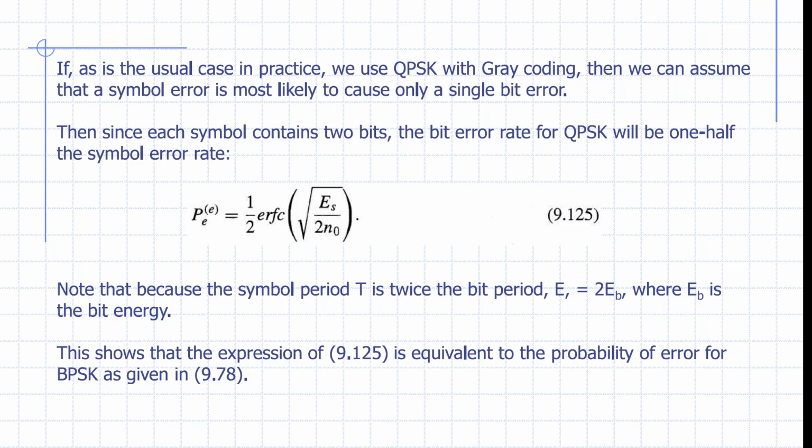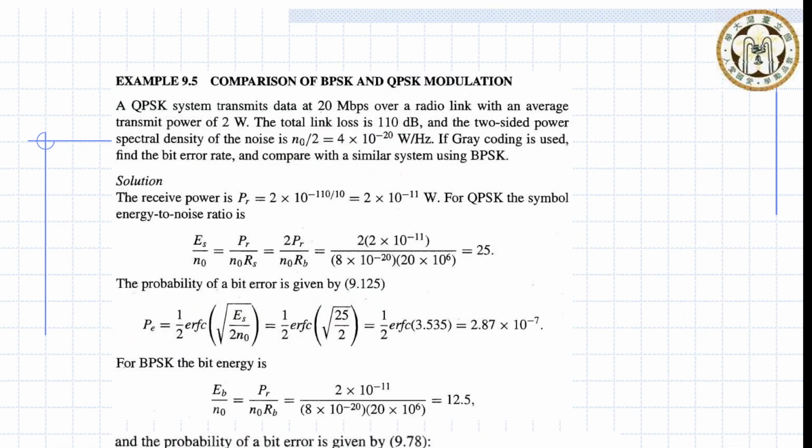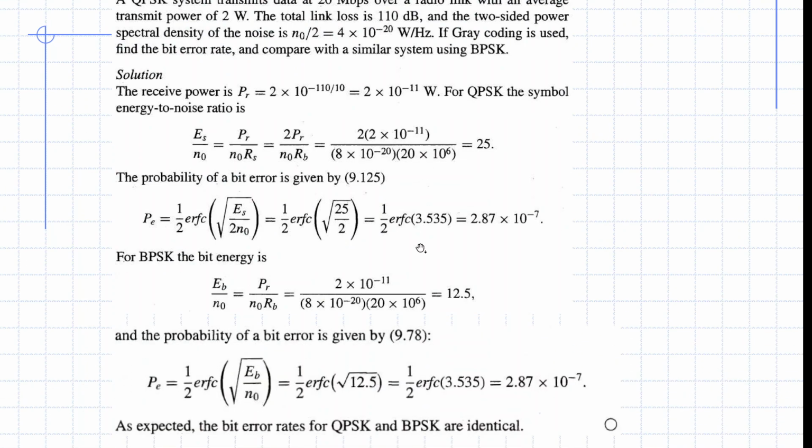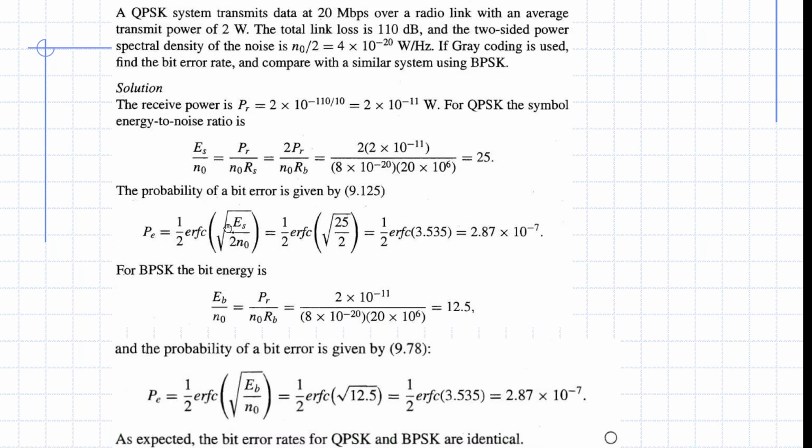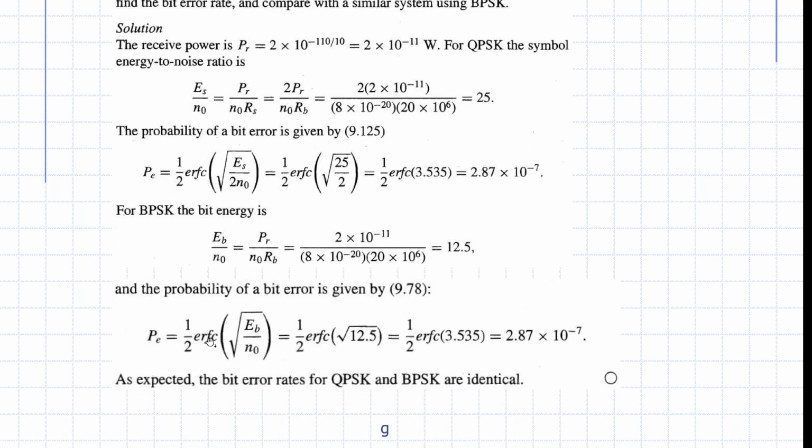So this is bandwidth efficient. There is an example, which is not that important. If you are interested, you can try it out. Here they are finding the probability of error for BPSK as well as QPSK. So you got it as the same. Bit error rate for QPSK and BPSK are identical.